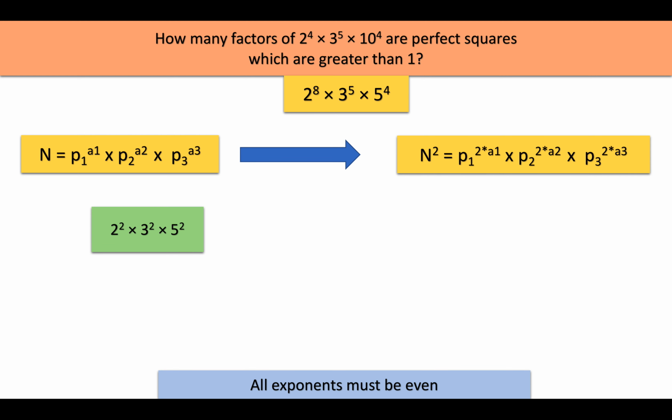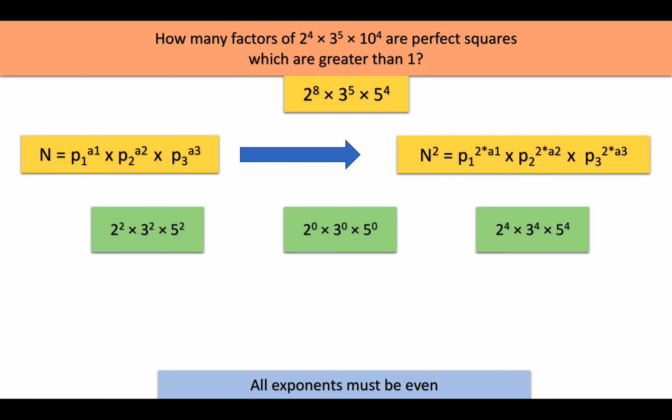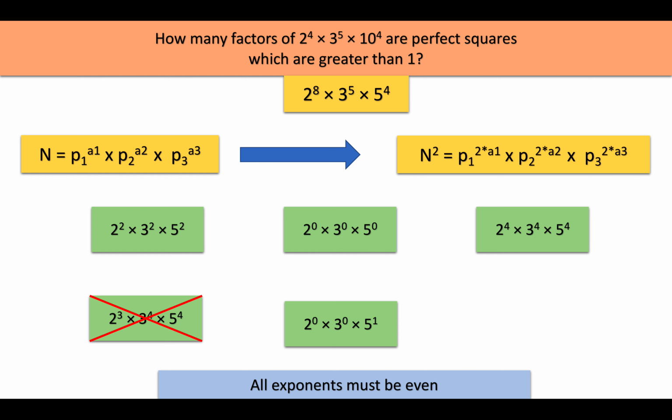So now let's see 2 square, 3 square, 5 square. Is this a factor of the given number, which is also a perfect square? Yes, because all the powers are less than or equal to the given ones, and all the powers are even. Similarly, this is also a satisfying factor. Is this a satisfying factor? The first power of 2, which is 3, is odd, so this is not a perfect square. Similarly, the power of 5 here is 1, which is odd, so not a satisfying factor. In this one, all the powers are even, but the power of 5 is 6, which is greater than the power of 5 here, 4. So this is not a factor of the given number itself.